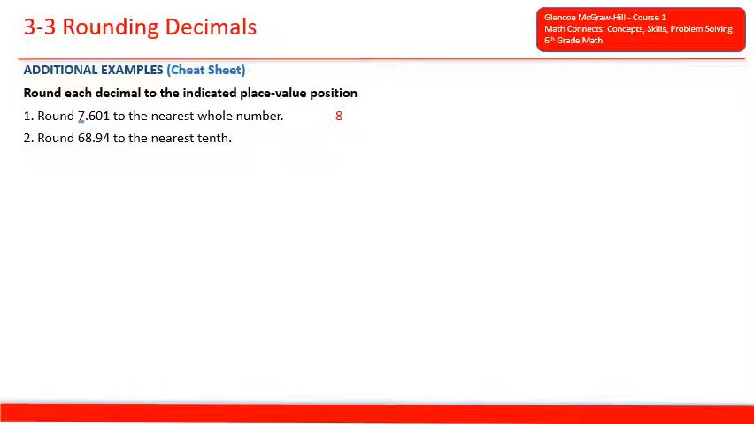Round 68.94 to the nearest tenth. So the tenth is 9. The number to the right of that, 4 in the hundredth place, is less than 5. So we're going to stay the same. 68.9.